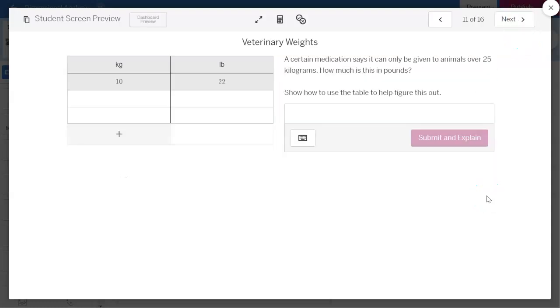Here we have another screen about weights and veterinary weights. A certain medication can only be given to animals over 25 kilograms. How much is this? Show how to use a table to figure it out. So using proportional reasoning, what could we do to get to 25? They can add 2 more rows, and I think they can even increase the number of rows here. I believe they'll be able to do that if they need to figure it out. And there's more than one way to do it. So this is a great opportunity for teams to work together, come up with some strategies, and share that out.